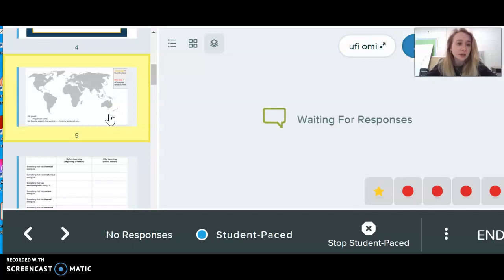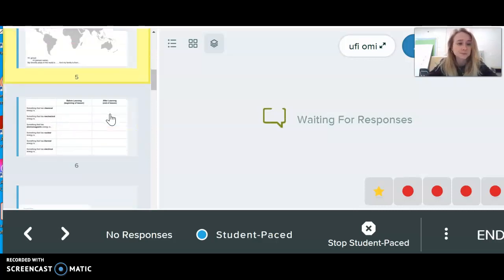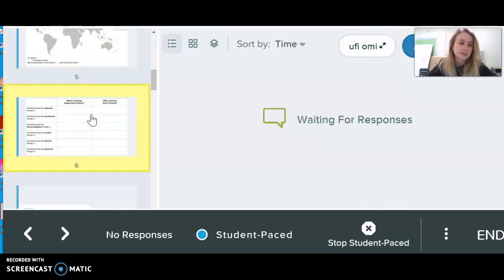This is our greeting that we're going to do. It's a map, and you're going to put the yellow dot on your favorite place in the world and red dots where your family's from. You can skip it if you want, or you can do it. That's fine too. The next slide is a pre-assessment.